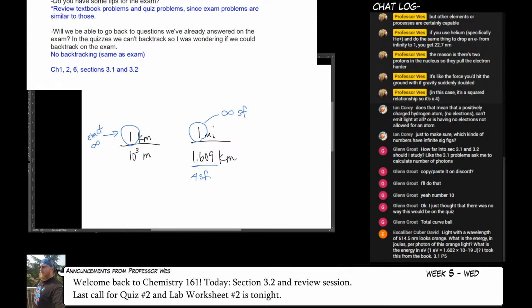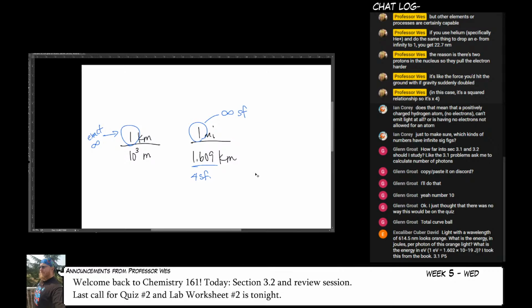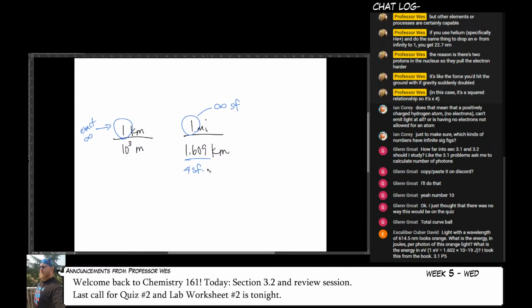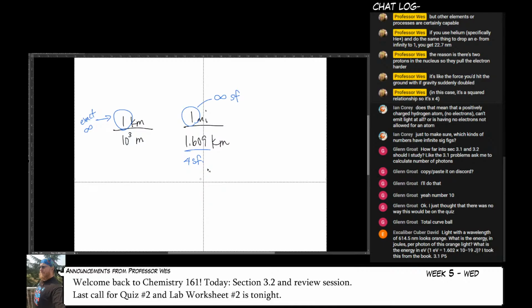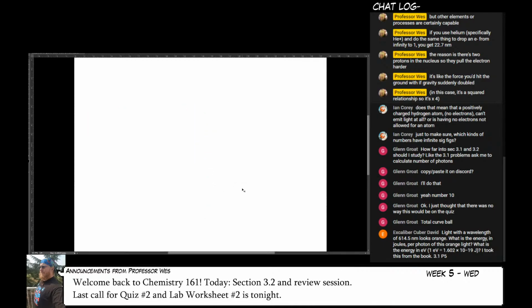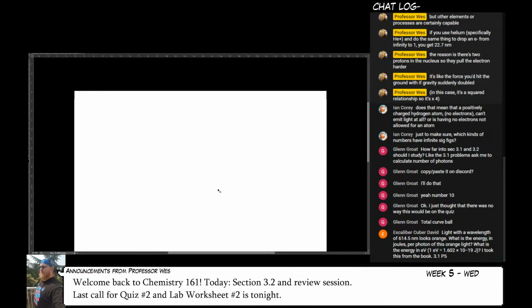There we go. Light with a wavelength of 614 looks orange. What is the energy per photon? What is the energy in electron volts? We do that. So the electron volt is this kind of weird unit, but really, it's just another way of writing something in joules. Okay, so we want the energy per photon of this light, and I want the energy of it.